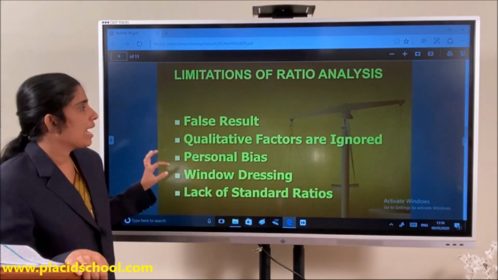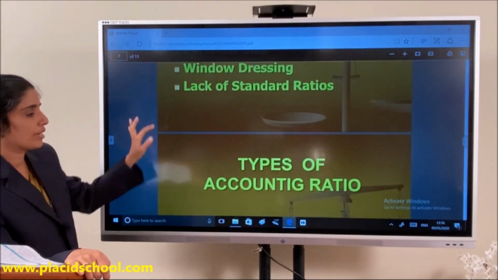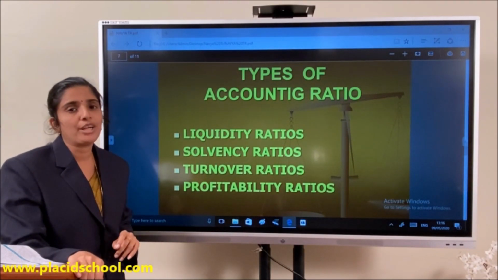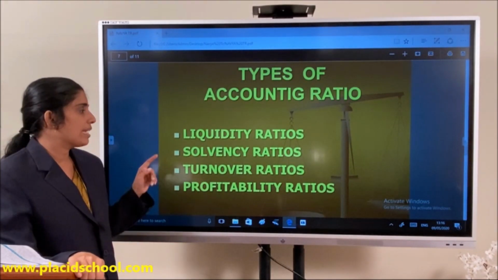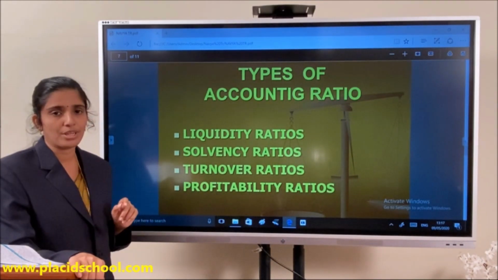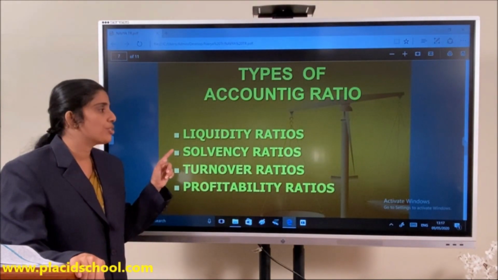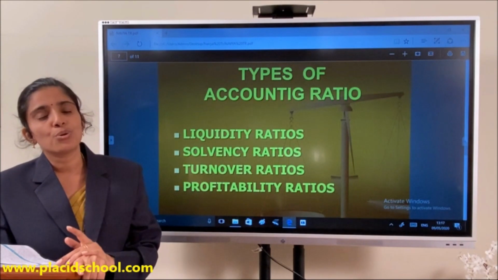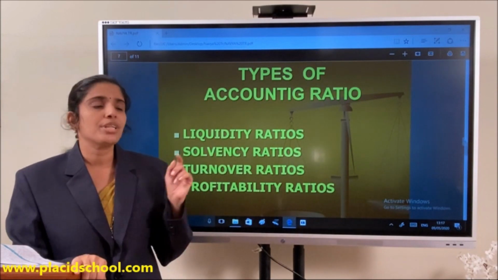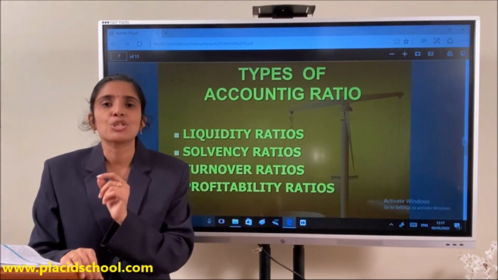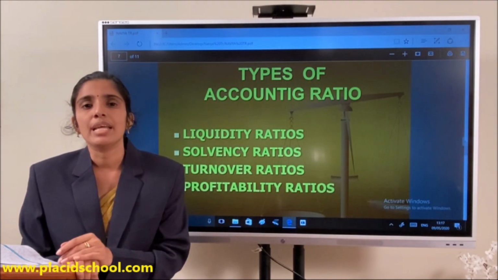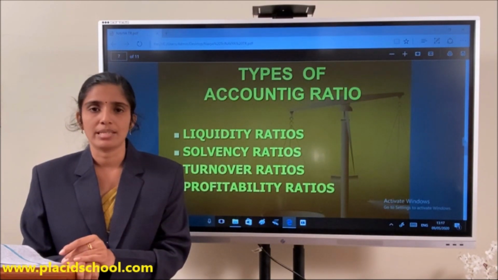Then the next head is classification or types of ratios. Ratios are mainly classified into four categories: liquidity ratio, solvency ratio, turnover ratio, and profitability ratio. In the liquidity ratio, mainly we calculate two ratios, that is current ratio and liquid ratio. In the liquidity ratios, we measure the short-term solvency of the organization, that is the short-term debt repaying capacity of the organization.